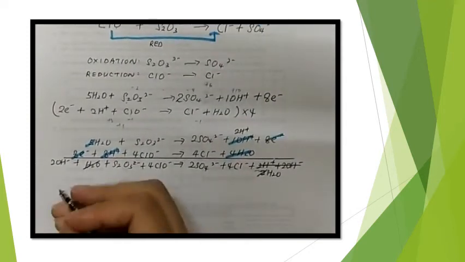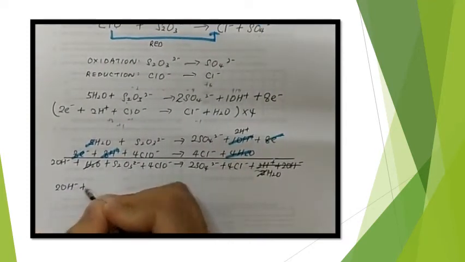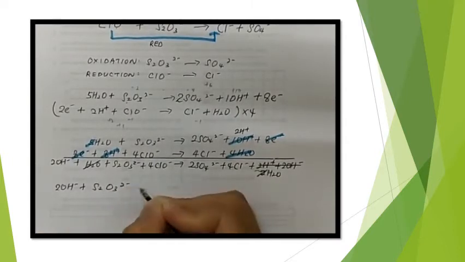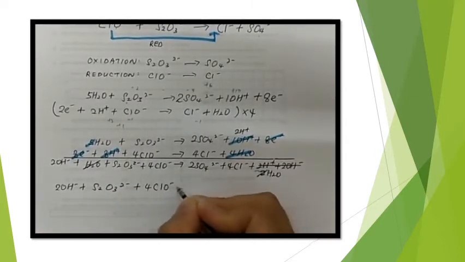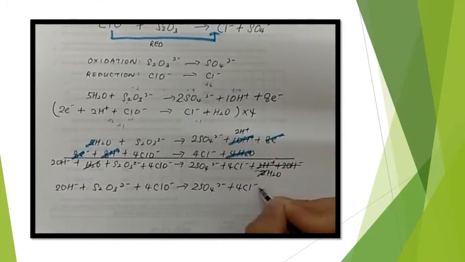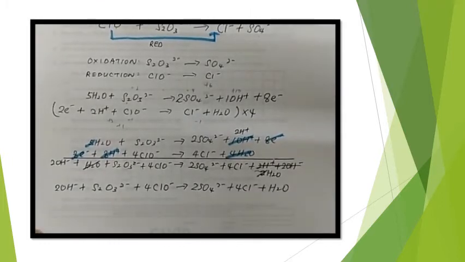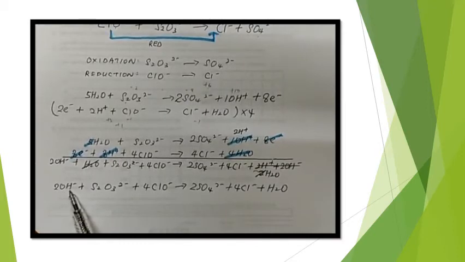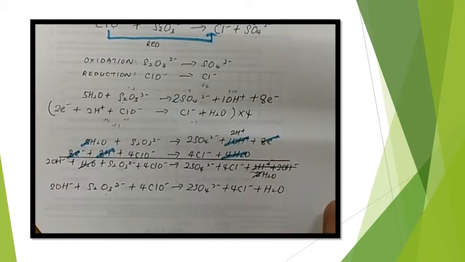Okay, you try to recopy the final answer. 2 hydroxide negative plus S2O3 2 negative plus 4 ClO negative form 2SO4 2 negative plus 4 Cl negative, and then plus H2O. Okay, double check. Hydrogen 2, 2. Oxygen 2, 5, 9. Here 8, 9. Yes. Sulfur 2, 2. Chlorine 4, 4. Yes. Left hand side and right hand side, the number of atoms is the same.